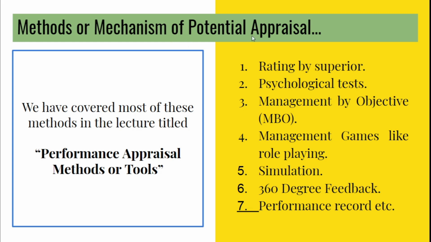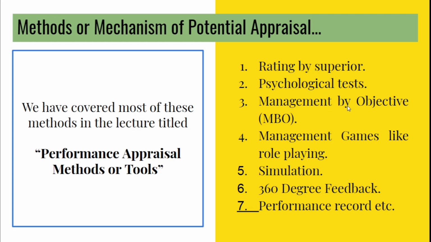Please understand, the performance appraisal assumes the existence of clear-cut job descriptions and job specifications. This is what we have recently referred to in our process. The method or mechanism used for potential appraisal includes rating by supervisor. In this, the potential of an employee could be rated by the immediate supervisor who knows about the employee's work and also has the technical capabilities. Then we have psychological tests. Here, managerial and behavioral dimensions are measured through psychological tests.